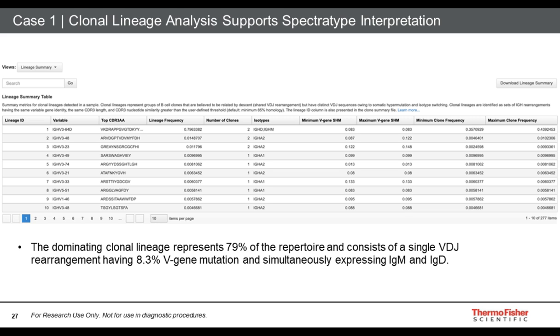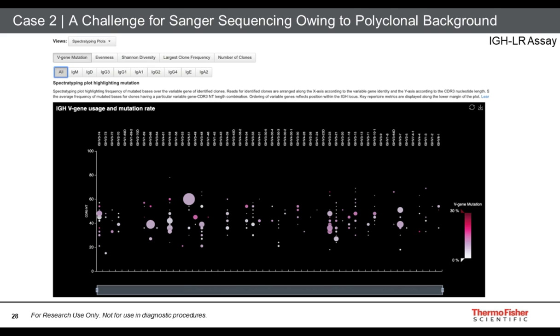So that was an easy case. Now let's take a look at a more challenging case. This was described to me as a case that was challenging to interpret through Sanger sequencing owing to polyclonal backgrounds. And you can observe why there's really not a dominating clone in the way that we saw with that previous sample. But here is where the isotype information can be useful, and this brings us to the important part of the second learning objective.